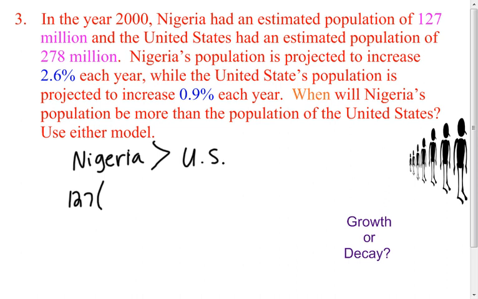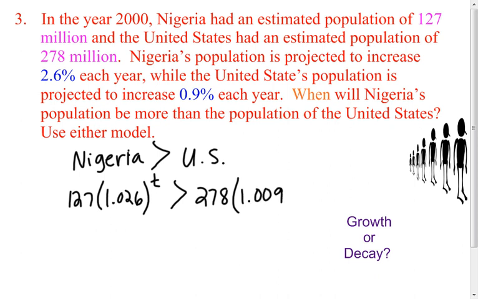It is growing by 2.6% each year. So again, I need the 1 for the 100% back again, plus the 0.026 for 2.6% more. I don't know my time. That's what I'm needing to figure out in this case.